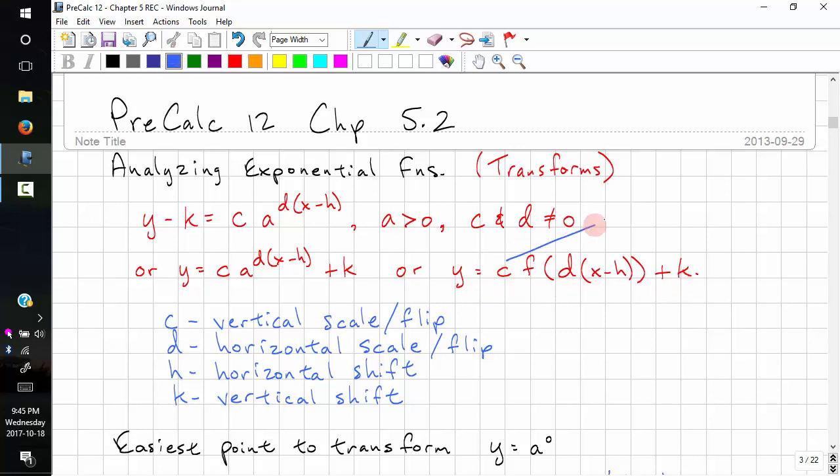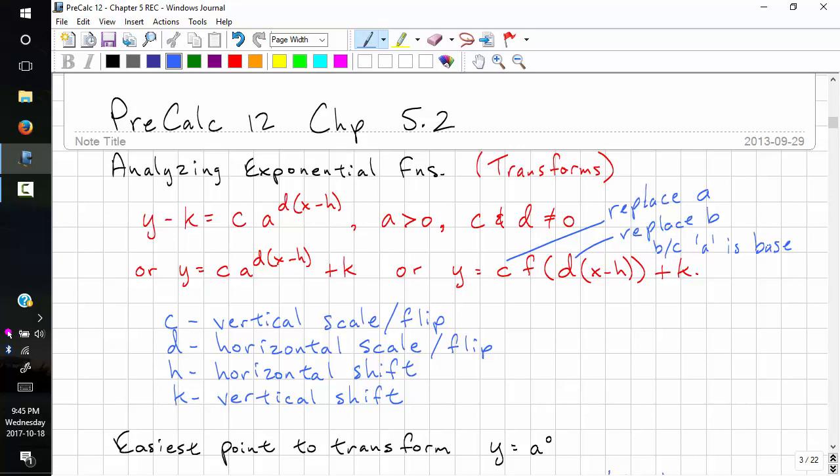And we are replacing A and we're replacing B. And the reason for this is because A is the base. So we can't have two A's in a formula or equation that mean different things. So we have to use new variables.